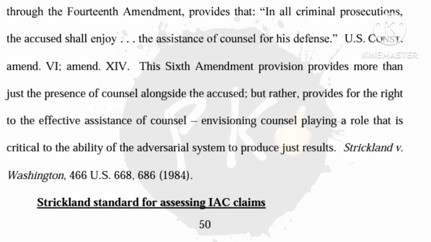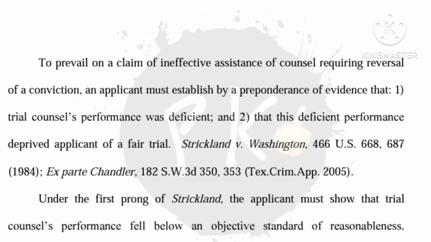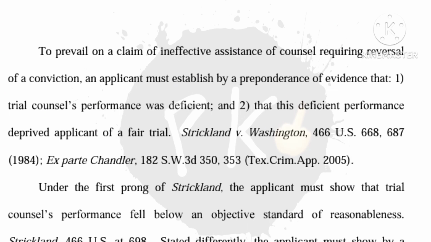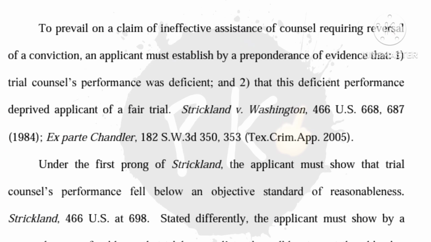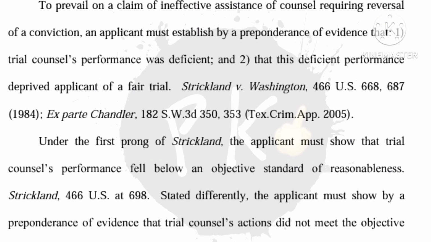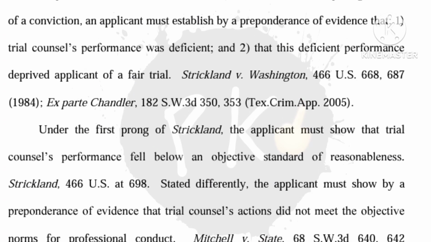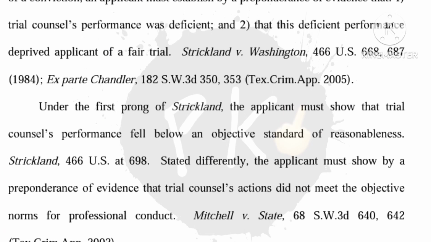Reference: Strickland standard for assessing IAC claims. To prevail on a claim of ineffective assistance of counsel requiring reversal of a conviction, an applicant must establish by a preponderance of evidence that 1. Trial counsel's performance was deficient, and 2. That this deficient performance deprived the applicant of a fair trial.